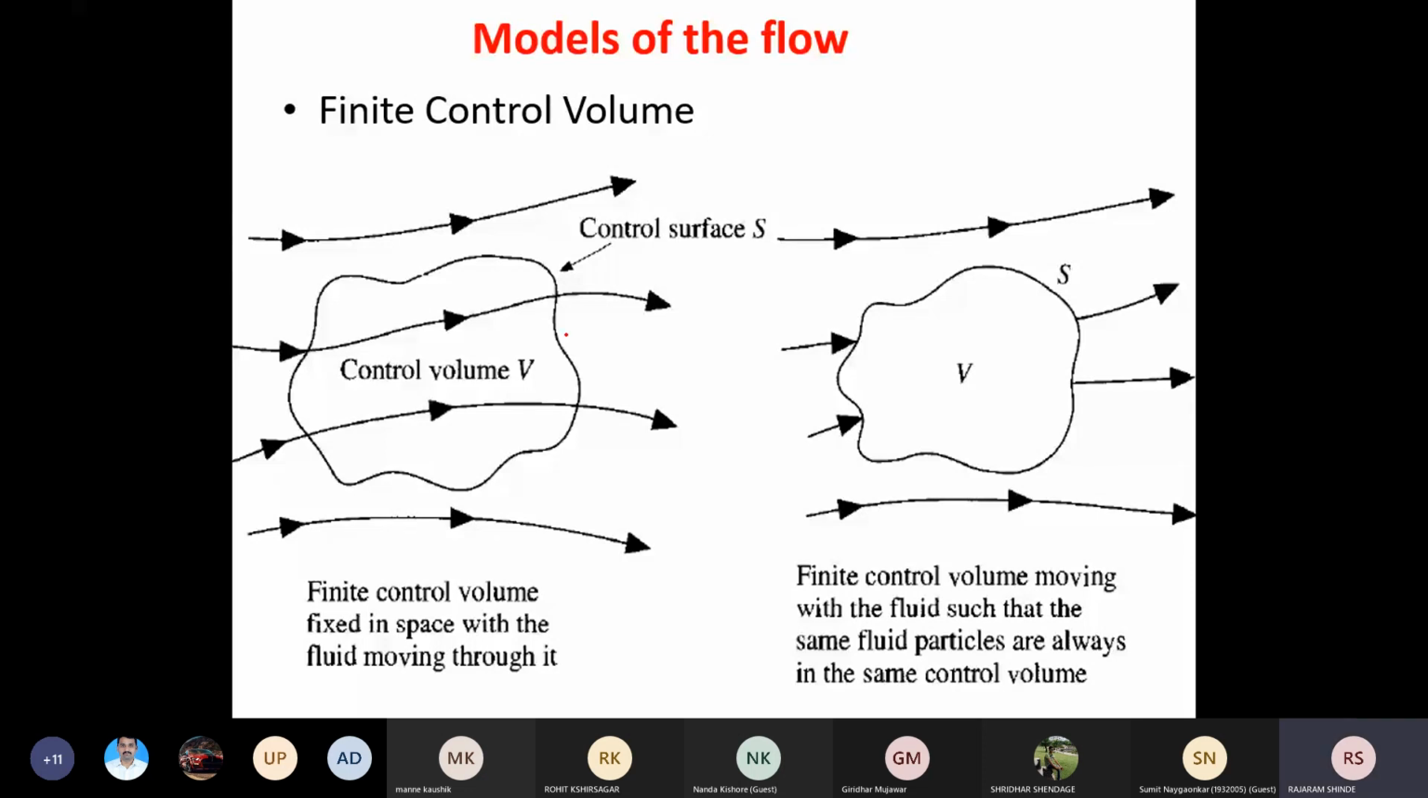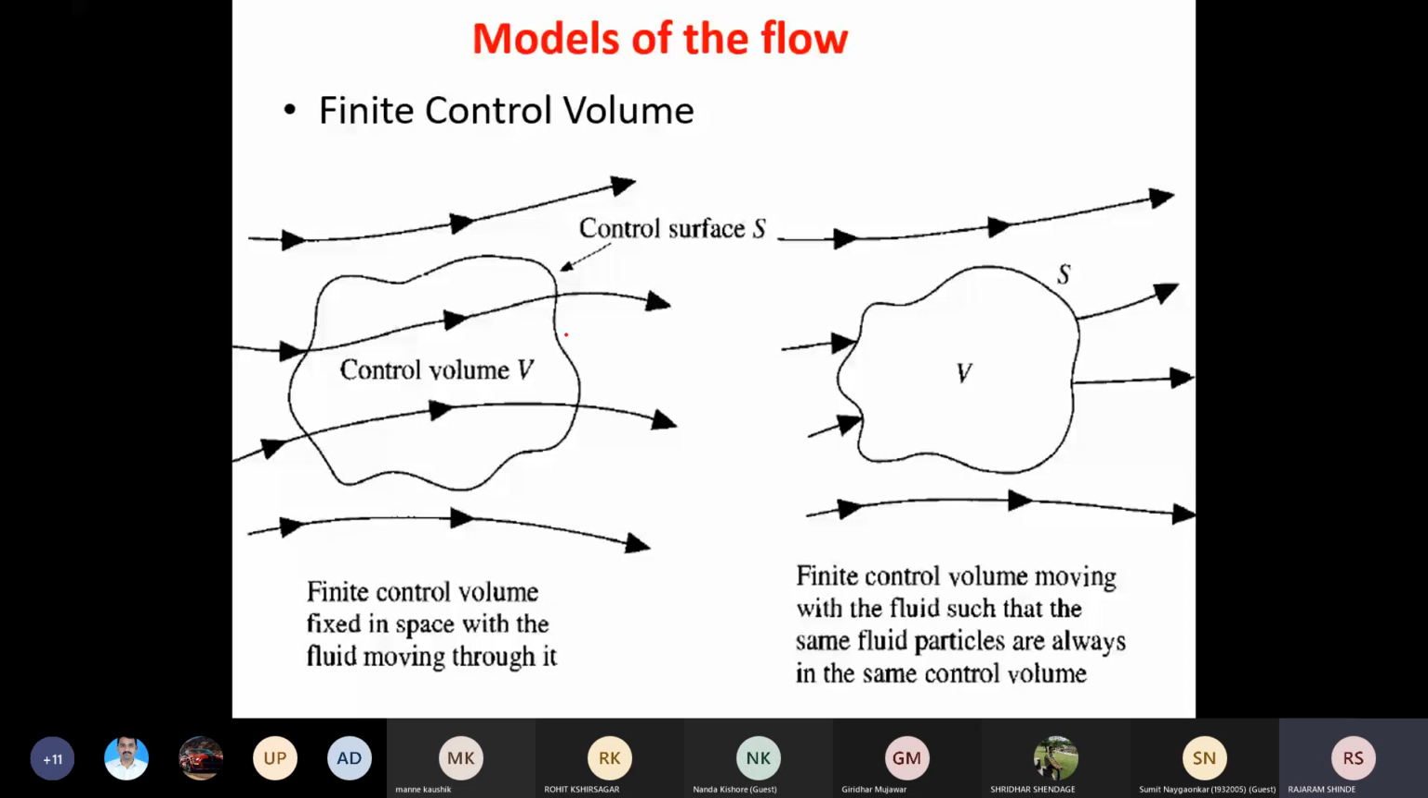Now, how are we deriving these governing equations by using this model? What we are going to do is apply the fundamental physical principles, that is the law of conservation of mass, the law of conservation of energy, and Newton's second law, to this control volume. That means to the fluid crossing this control surface.